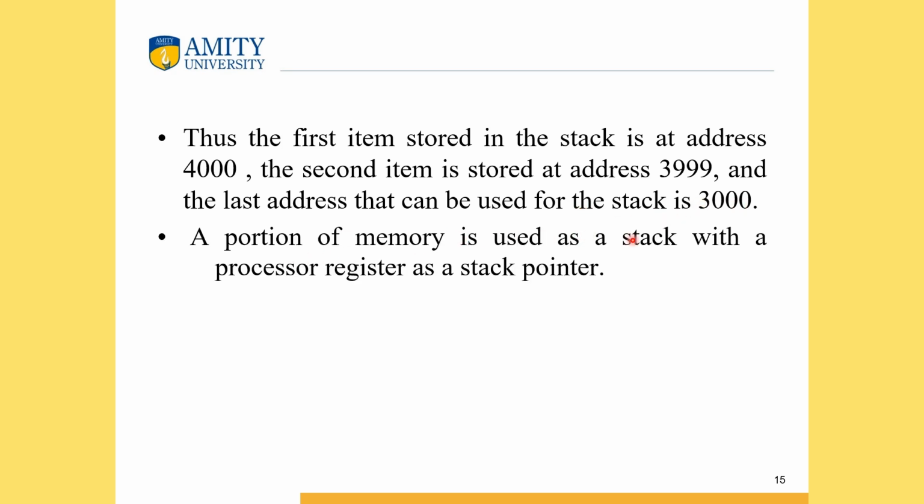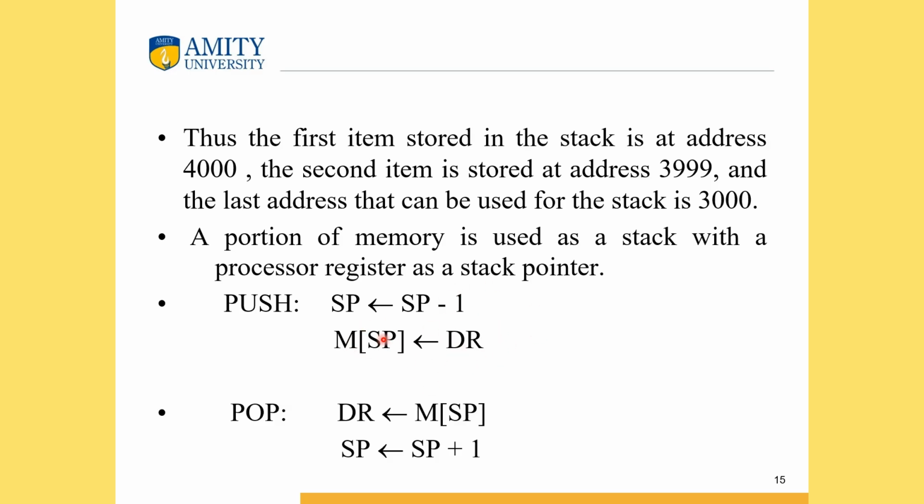A portion of the memory is used as a stack with the processor register as a stack pointer. We can push by decrementing the stack pointer, since in this case 4000 was the start and we are going backwards towards 3000. Thus we will decrement, and then from the data register we transfer the value to the memory address of the stack pointer. For the pop operation, on the other hand, we take the data from the memory address of the stack pointer and store it in the DR, and finally the stack pointer will be incremented, which means 3999 will go to 4000. That means the size of the stack has been reduced.